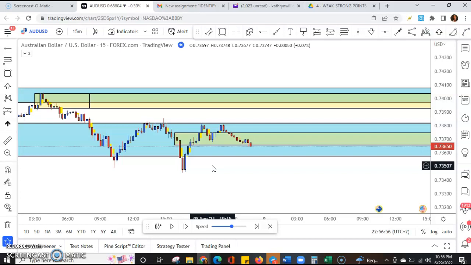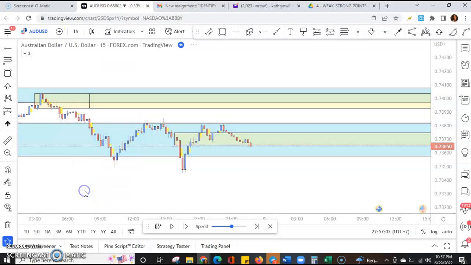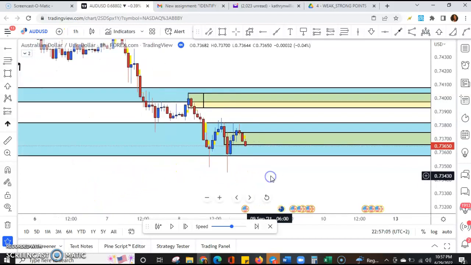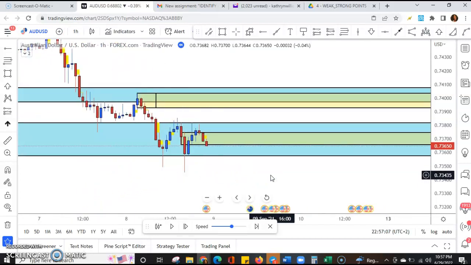There's a lot of noise on the lower time frame. So when you have identified your zone, you do want to go back to the original time frame, like the 1 hour, to look for your opportunity to confirm that the market actually closed above that zone for a retest. And in this case, it did.